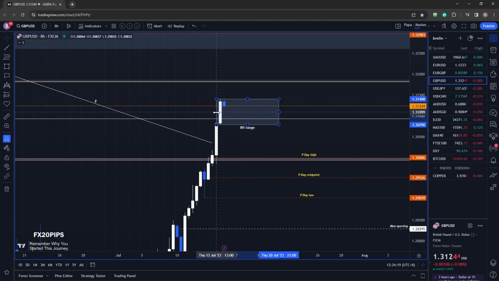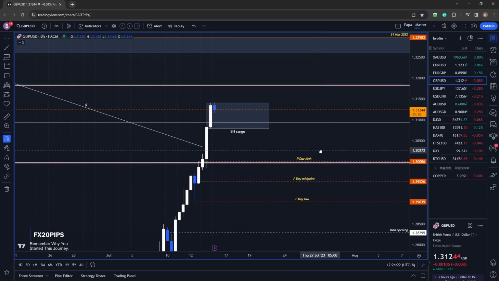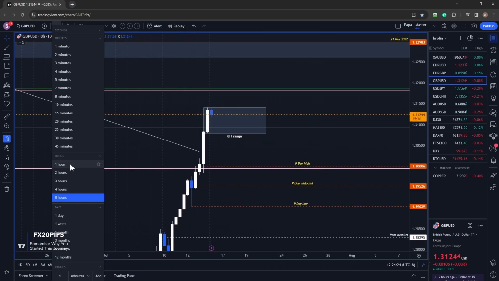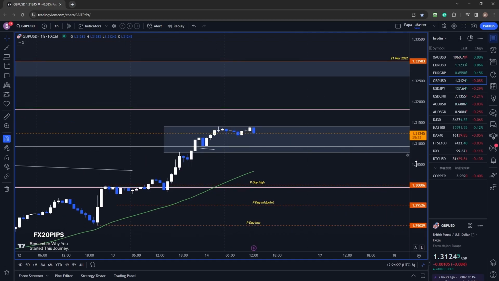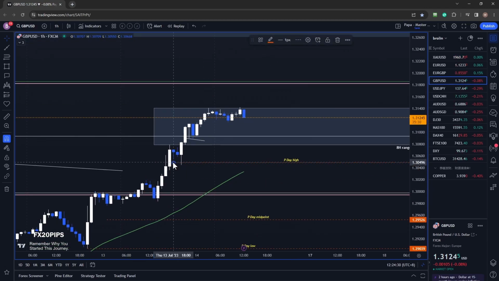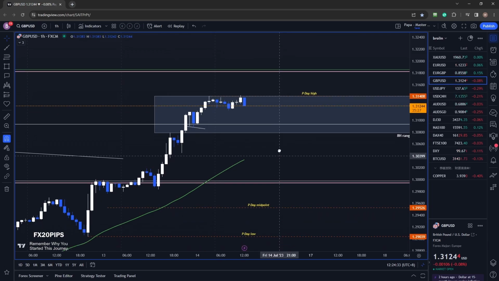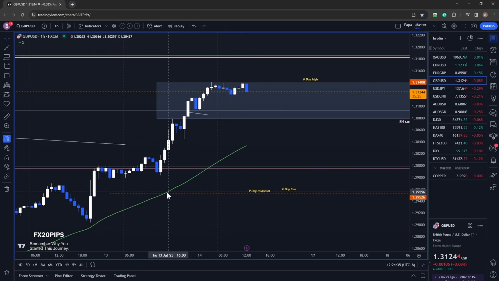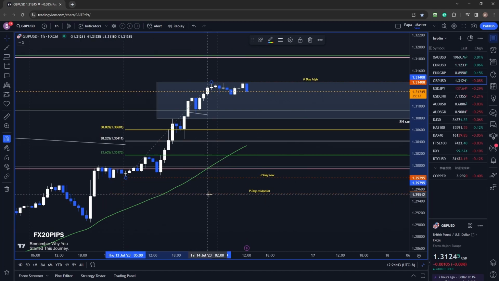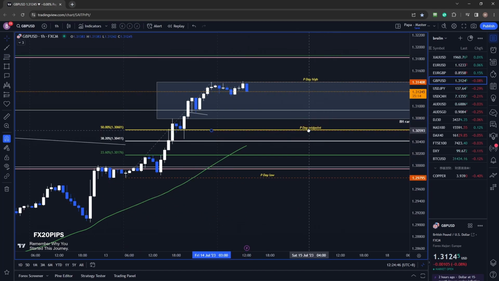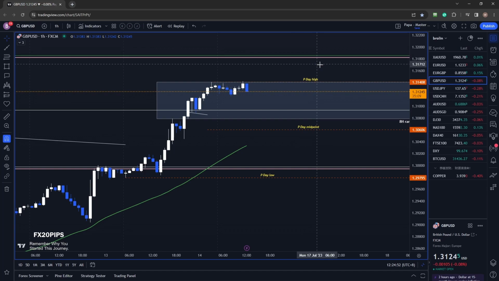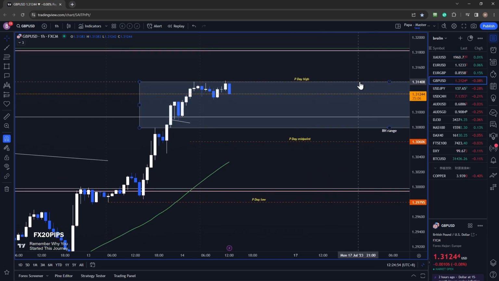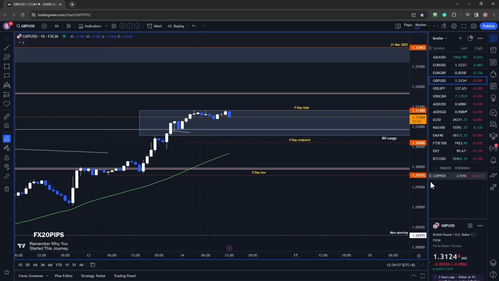So that is our 8 hours range box. Right, and then for the previous day I have to go to the 1 hour chart, and it's pretty simple here. Previous day high, previous day low will be here, and then the 50% midpoint will be just here. Okay, let me just remove this. And there we go, we have our previous day midpoint, high, low.